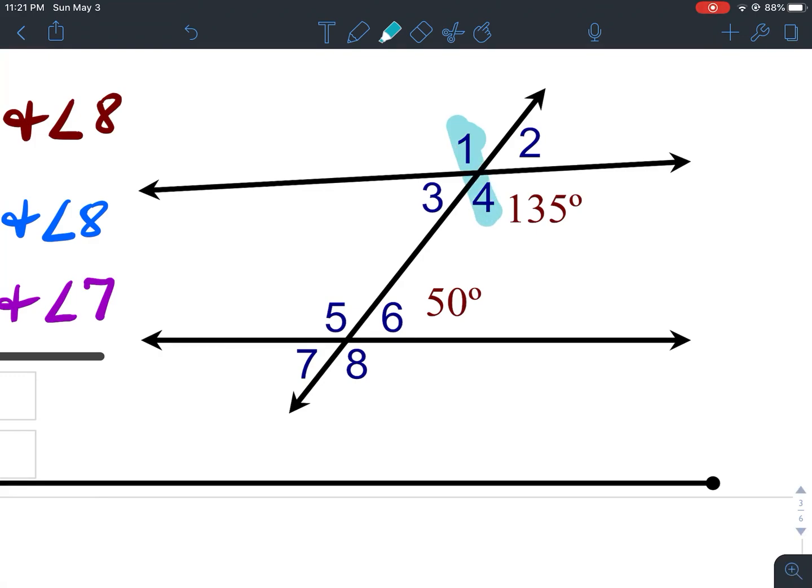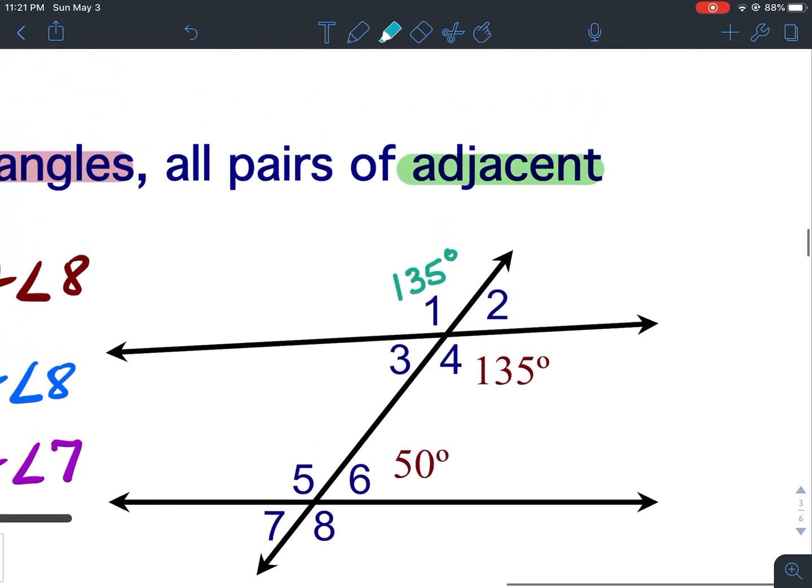1 and 4 are vertical angles. So if angle 4 is 135 degrees, guess what? That means that angle 1 is also 135 degrees. Well, how do I find angle 2 and 3? I find angle 2 and angle 3 by using the fact that this is a straight line, which makes this angle here and this angle here a linear pair. They are adjacent, they form a straight line, so they are a linear pair.